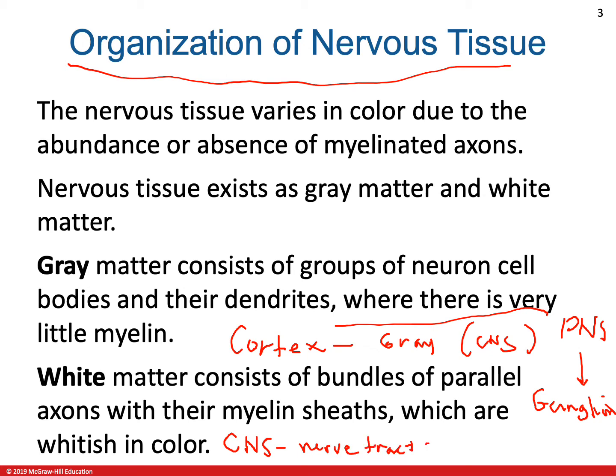Okay, nerve tract, or what we call the conduction pathway, which propagates action potential from one area of the CNS to another. While the white matter in the peripheral nervous system consists of bundles of axons. Okay, and it is associated with connective tissue that forms the nerve. Okay, so in the PNS, we call these nerves or peripheral nerves.